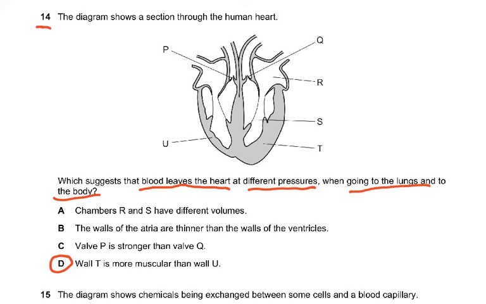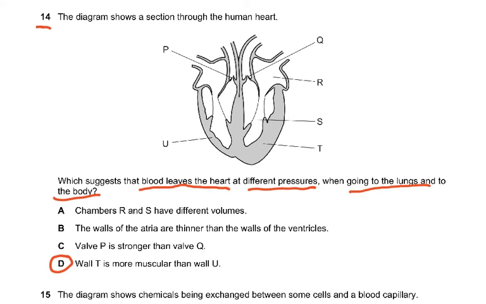Now, chambers R and S. First of all, let's talk of what is R. R is the left atrium. S is the left ventricle. T is the wall of the left ventricle, and U is the wall of the right ventricle. So wall T is more muscular than wall U. That gives us the clue that the heart has different pressures.